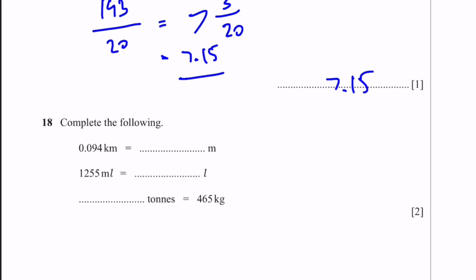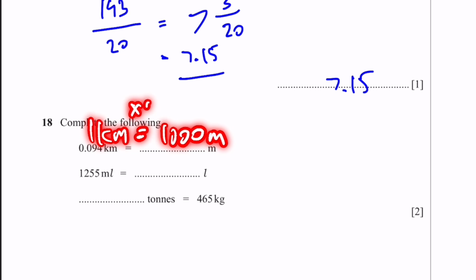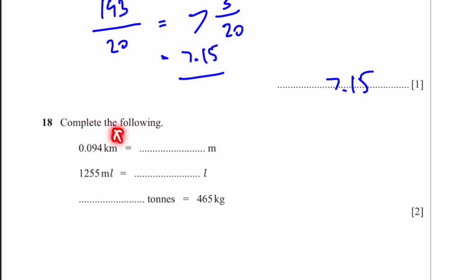Question 18. Complete the following. 0.094 kilometers is equal to dash meters. So 1 kilometer is equal to 1,000 meters. That means you multiply by 1,000. So you can multiply by 1,000 here as well to get 94 meters.